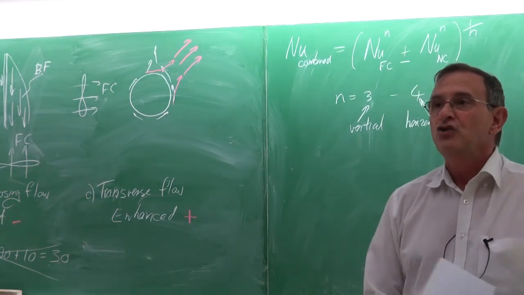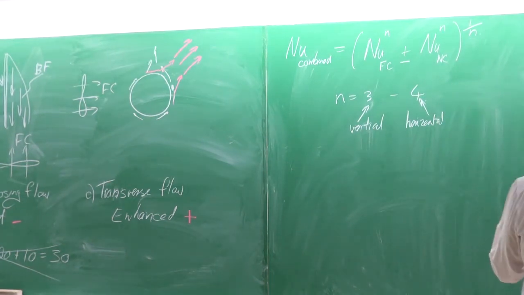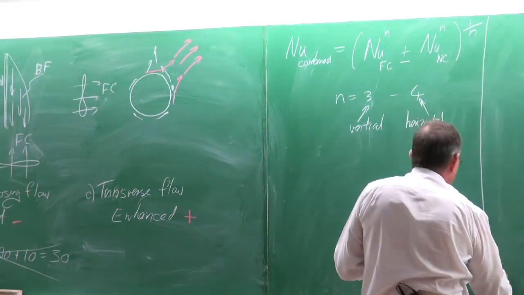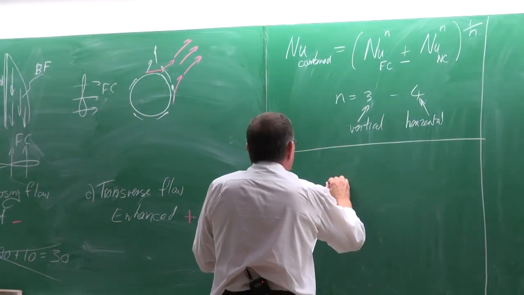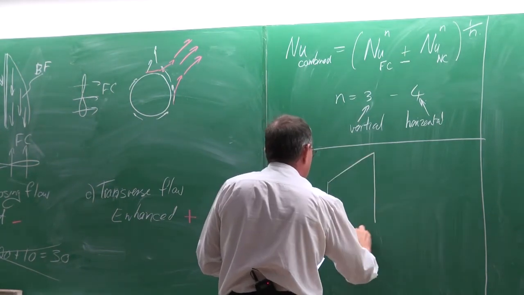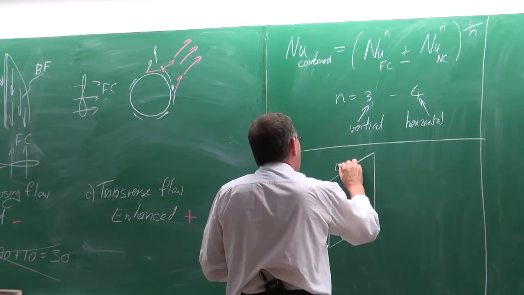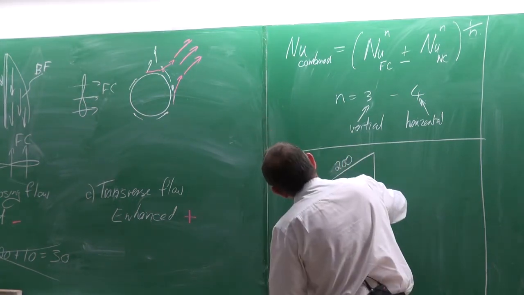Do you understand the theory, ladies and gentlemen? Right. Now let's do an example. The example that we're going to do is that of a vertical flat plate with dimensions of 200 millimeters by 200 millimeters.